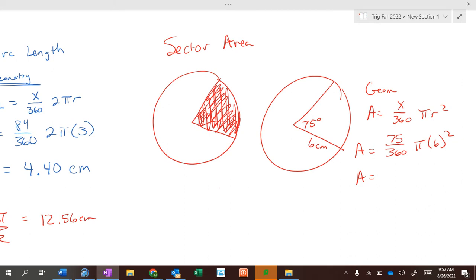What did you get, Dale? 23.56. You agree with him, Mason? All right, 23.56 centimeters squared.